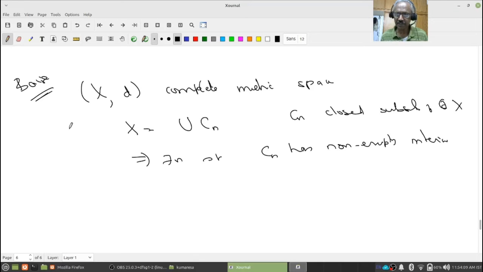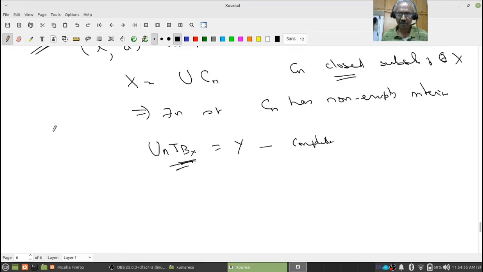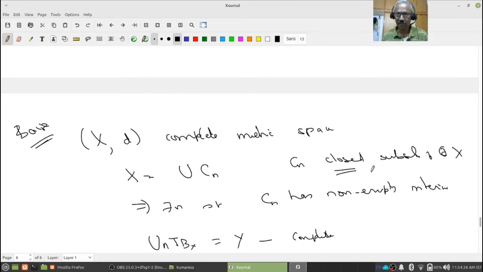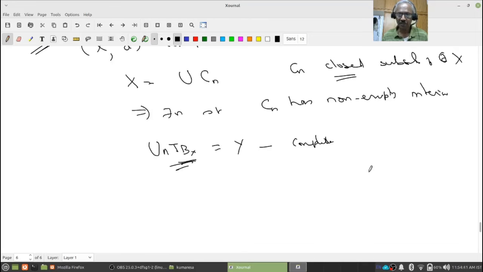Do you accept it? So what are the things I need? These C_n must be closed, and their union must be X. Now let's go back. What have we done? I know the union of nT(B_X), let me call it this, equals all of Y, and Y is complete because it is a Banach space, right? But unfortunately my T(B_X) or nT(B_X) may not be closed. Because it just shows one of them will have non-empty interior, right? So if I can show there is an n such that nT(B_X) has non-empty interior, then I am through. We will see why I am through in a minute.